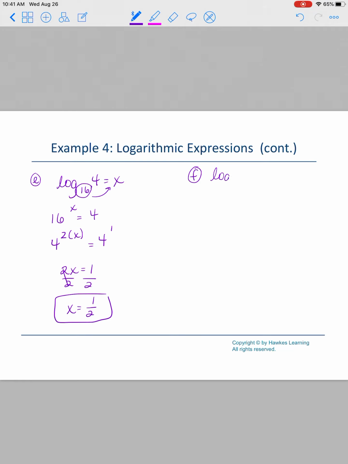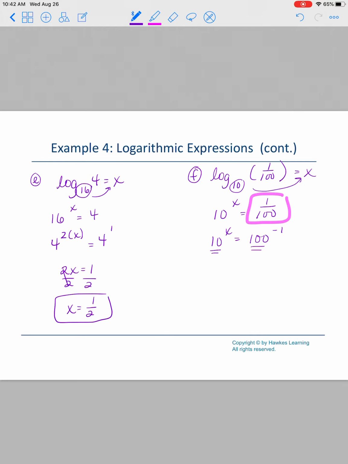And then F was log base 10 of 1 over 100. What does that equal? X. So I'm going to have my base of 10 to the x power equals 1 over 100. Again, can I find the same base? Let's see, 10 to the x equals, I can rewrite this fraction, 1 over 100, as 100 to the negative first power to get it as a whole number.